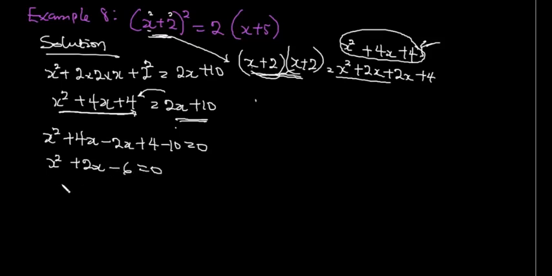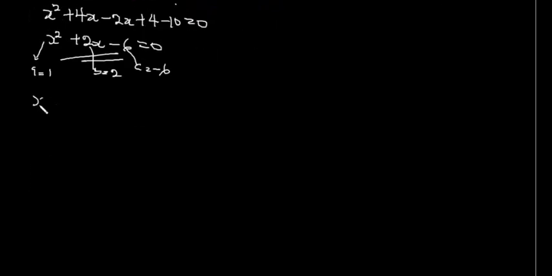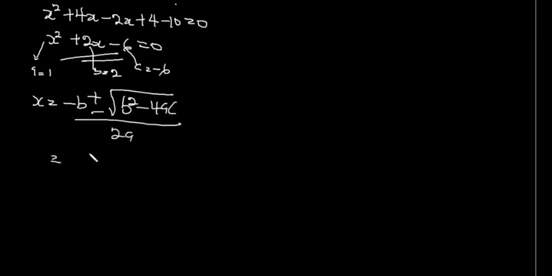So this is our quadratic equation. Here is our a. Our a is 1. Here is our b. Our b is 2. Here is our c. Our c is minus 6. So let's use our formula. Remember, our formula is x equals minus b plus or minus square root of b squared minus 4ac, all over 2a.